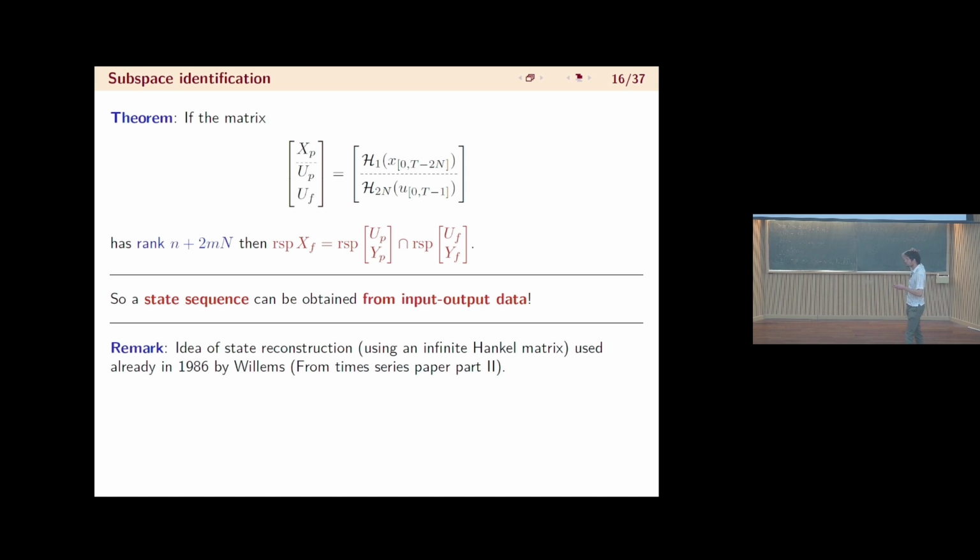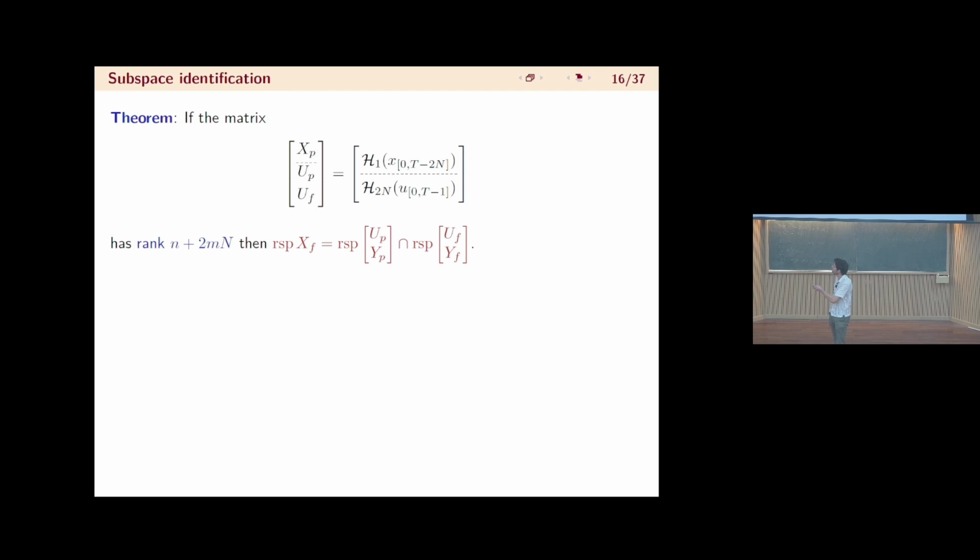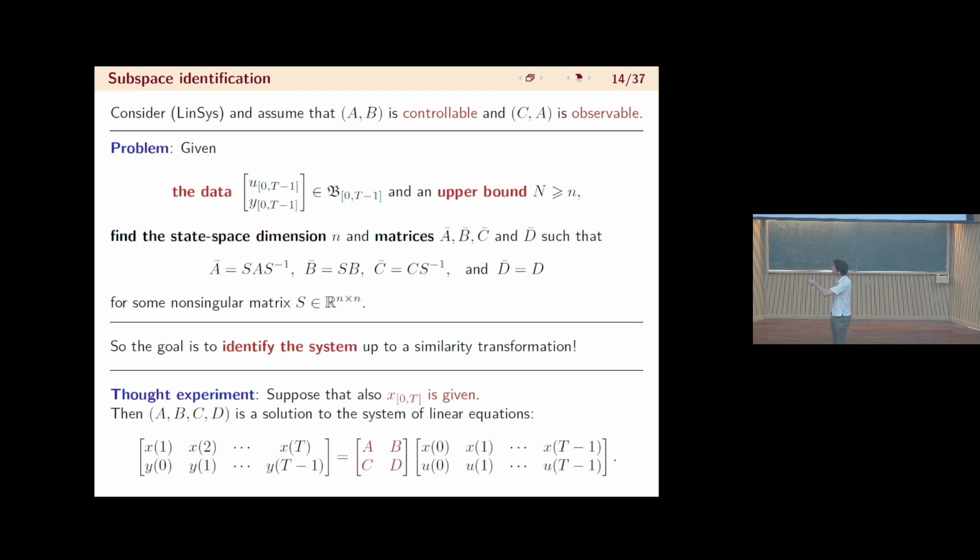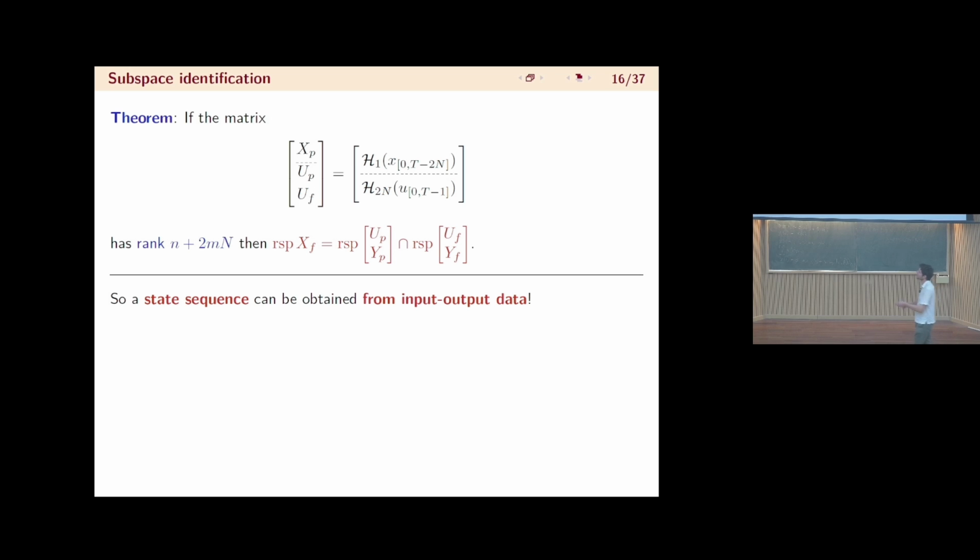Okay. Well, what is then the full story? Well, you would use this theorem first to identify this row space of a state sequence. You would then construct a basis for that row space. And using that basis, then essentially you can solve the same linear equation that you have here by replacing the x by the basis that you constructed for the row space of xf. So after obtaining this row space of the state sequence, again the problem is simple. You solve a system of linear equations.